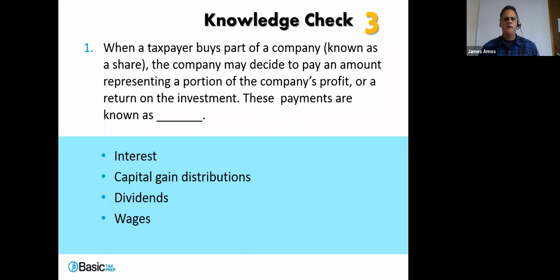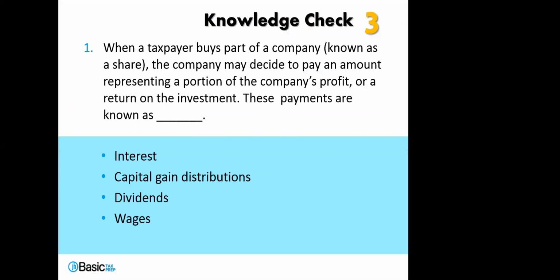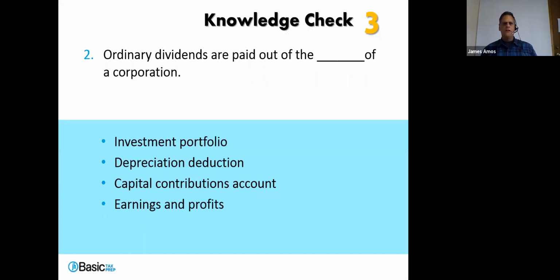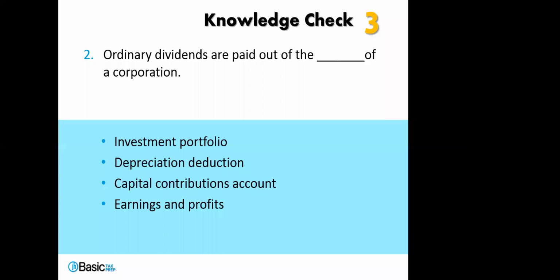So when a taxpayer buys part of a company known as a share, the company may decide to pay an amount representing a portion of the company's profits or a return on investment. These payments are known as what? Dividend. A dividend. That's right. Perfect. Ordinary dividends are paid out of the blank of the corporation. Earnings and profits. Perfect. Earnings and profits.